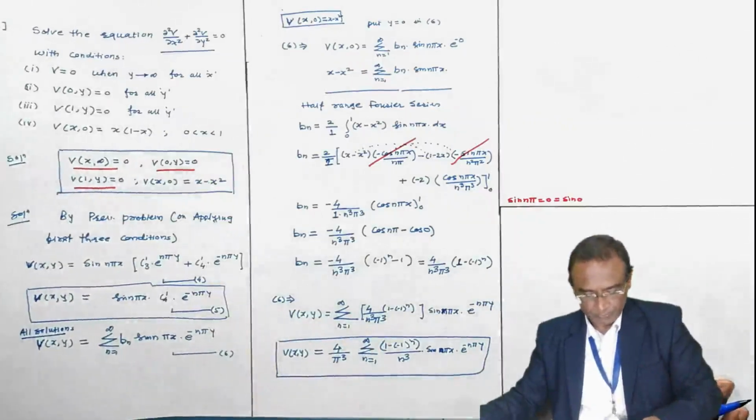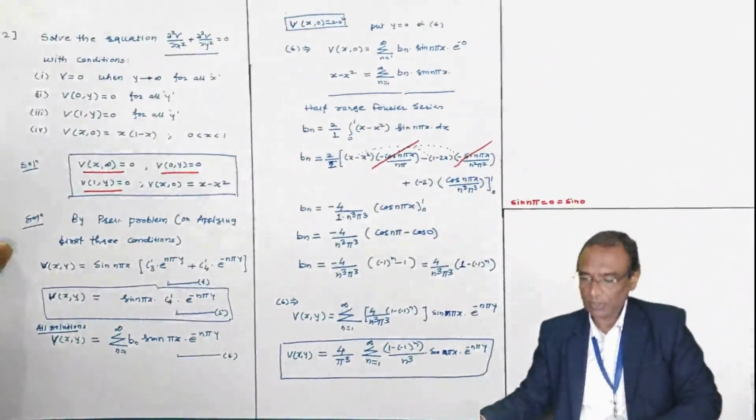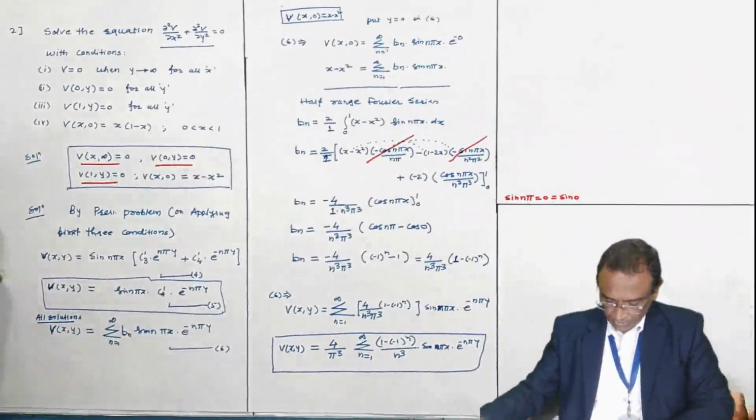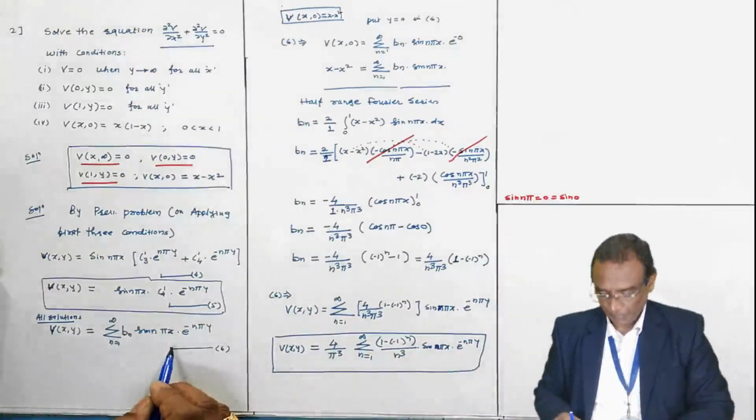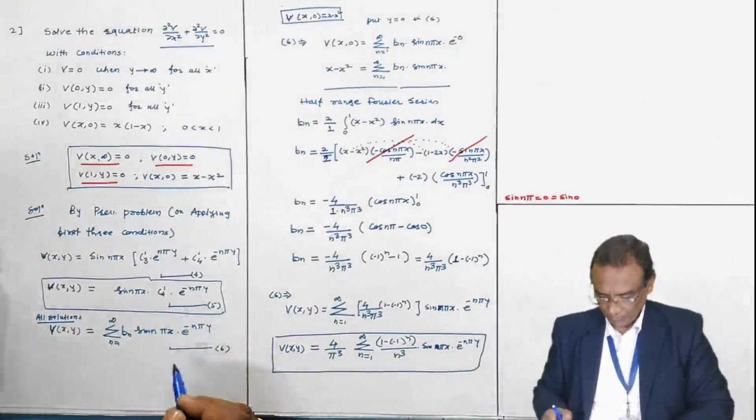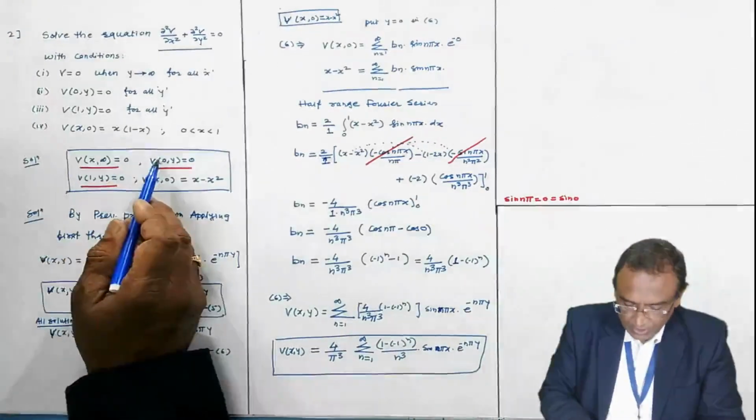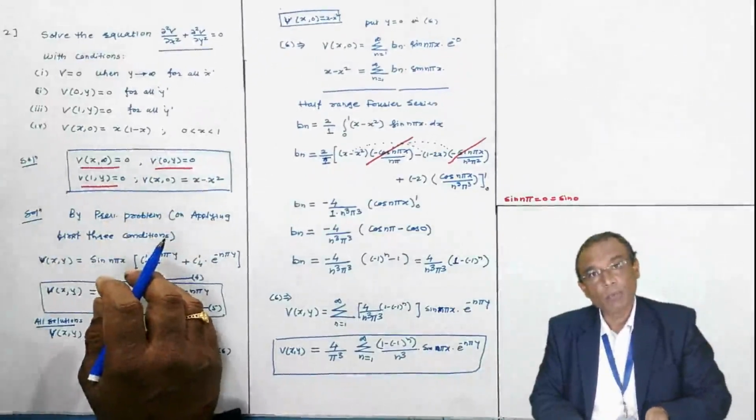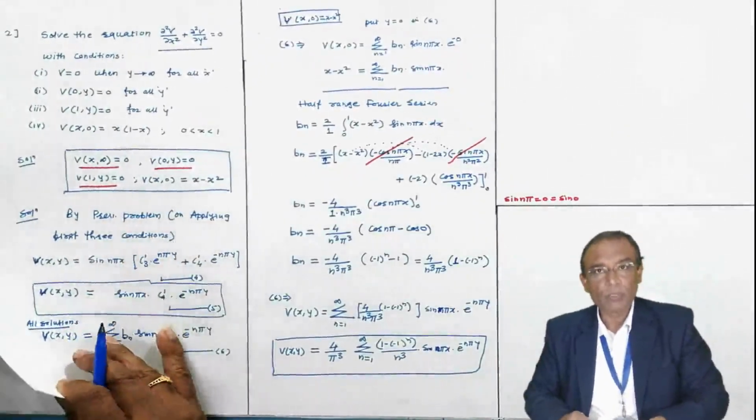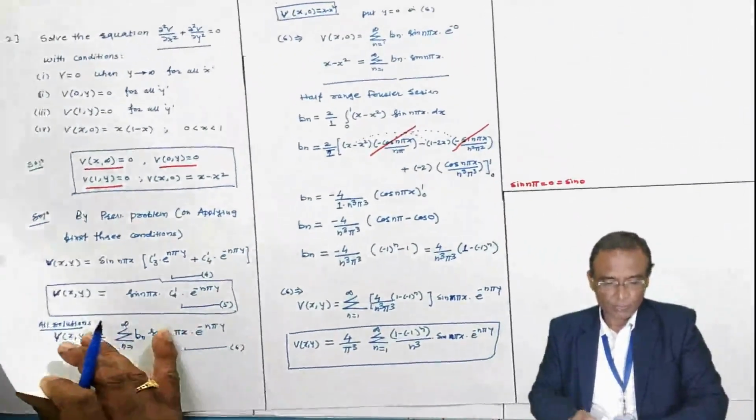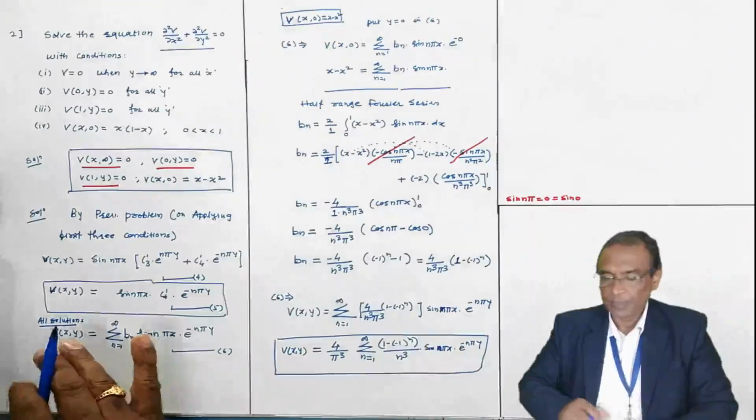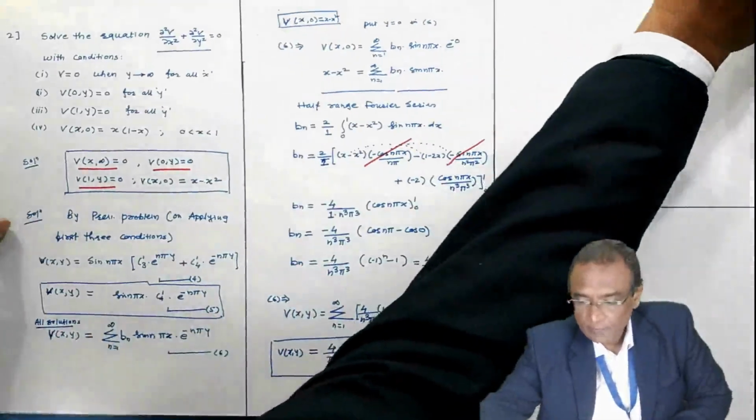Now quickly, I am going to solve the third problem. In the third problem also, I will write equation 6 directly, whether you write equation 5 or 6. Why? Because the first three conditions are common in the third problem also. Only the fourth condition is different, as you have observed.